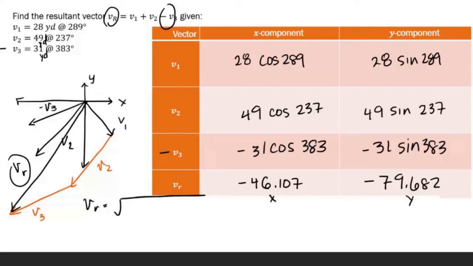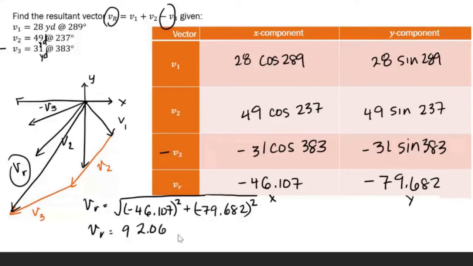So here, we do need to be careful when we're using the Pythagorean theorem that we take negative 46.107 and square the whole thing. Again, if you just use positive 46.107 and square it, you'll get the same result. Because positive times positive is positive, and negative times negative is similarly positive. And then we'll add negative 79.682, squared. Let me be exact here. Throwing that into my calculator gives me 92.06. And rounded to the nearest whole number, which is how the question is presented, is 92 yards.